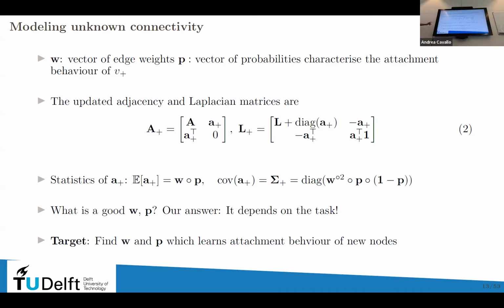And since each element of A plus is independent, that allows us to write the expectation of the vector and its covariance, which in this case is diagonal because you consider them to be independent, but you can make things more complicated here, of course. And of course, a natural question is, okay, you take this W and P, but what is a good W and P? There can be so many ways to look at it. But in our case, since we are focused on task dependent, we say a good W and P depends on what task you want to do, because this is GSP and we are ultimately looking at GSP tasks, right? We fix a task and then we find a W and P which learns the attachment behavior of these new nodes.